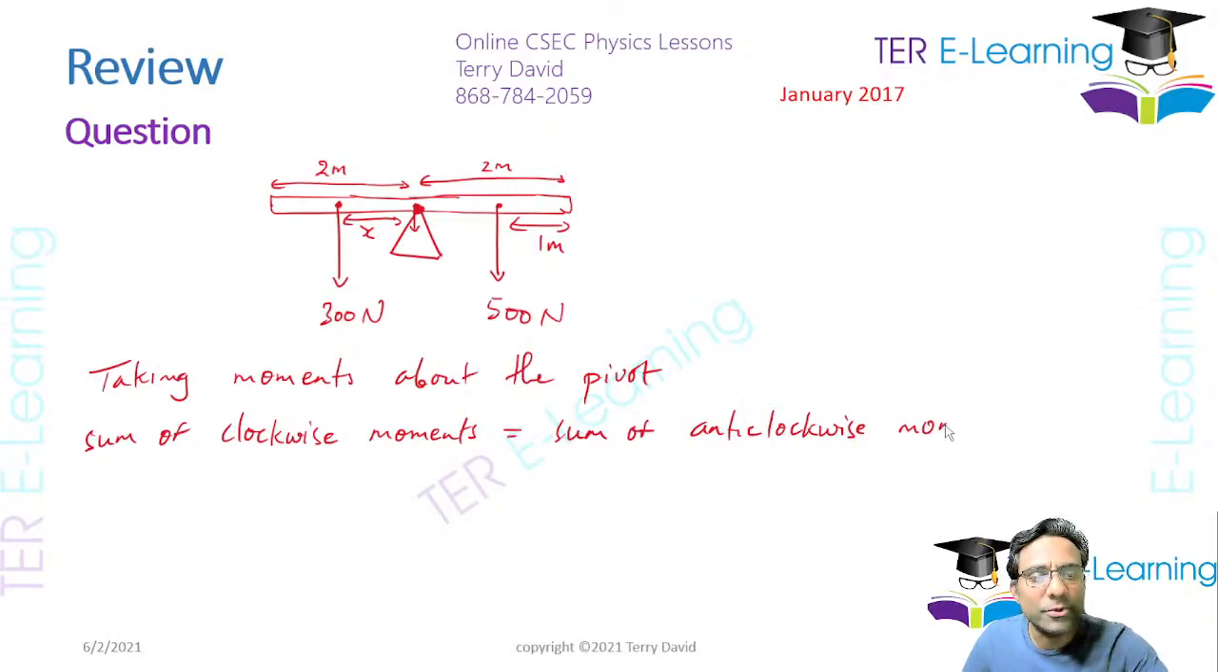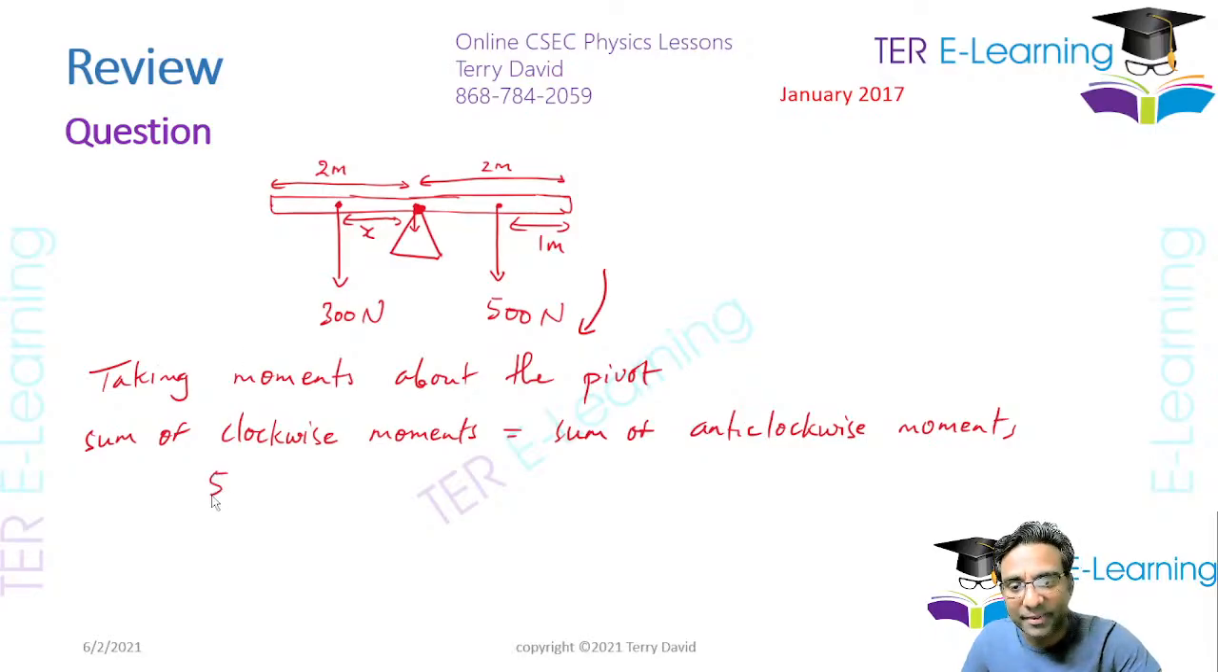Right? All moments questions typically start off like this. You need to say where you're taking the moments about, and you need to put sum of clockwise equals sum of anti-clockwise. Now, this is my pivot here, the center. This 500 Newton is going to tend to move in that direction, so that's a clockwise moment. So therefore, remember, moment is force by distance from a fulcrum.